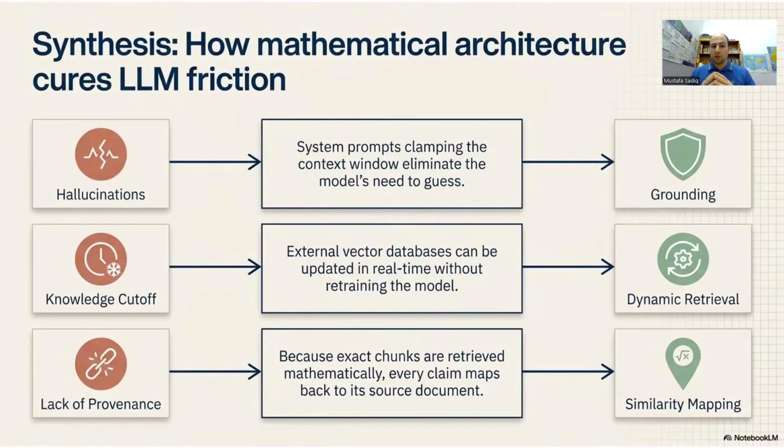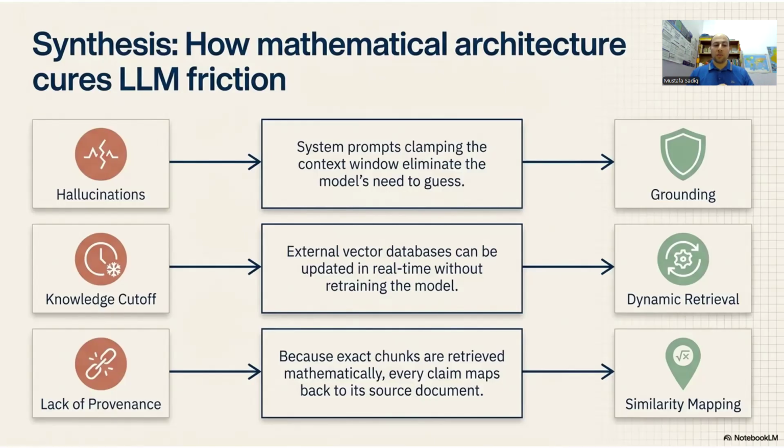By doing so, we are making sure that we solve the three problems that we talked about in the beginning of this lecture. The first is hallucination, solved by forcing the system prompts and clamping the context window, eliminating the model's need to guess. So there's no guessing. It is just using the information that it is already trained on and retrieved from the external sources. So it will be grounded and more authentic and more verifiable. The knowledge cutoff will also be solved by using the external vector databases that can be kept up to date and updated in real time without retraining the entire model, which will give us dynamic retrieval.